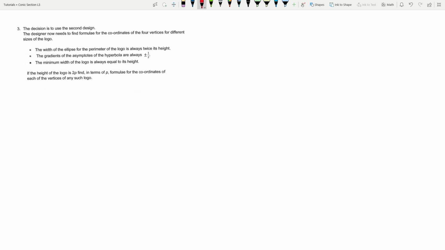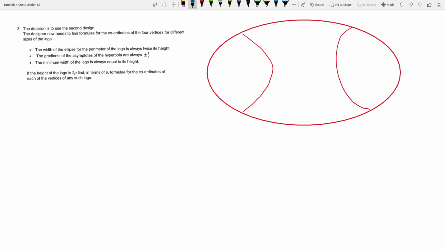So I have made it a bit smaller. Okay, so they again mention the hyperbola asymptotes as that. They actually tell us the height of the logo, right? And this is 2p. And then they also mention that this is also 2p because the minimum width of the logo, which is from here to here, is always equal to the height. I know this diagram I drew is not on scale.